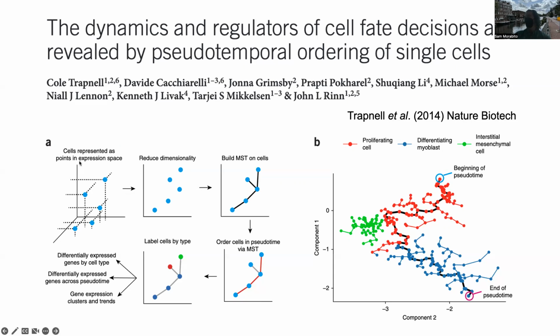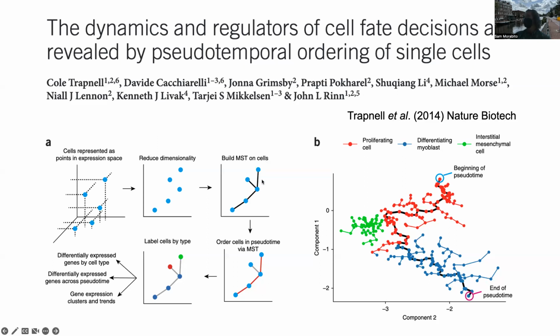And this is on the left side. This is the overview of how they did it. They first have single cell gene expression data, and then a dimensionality reduction, and then they applied an algorithm called a minimum spanning tree.